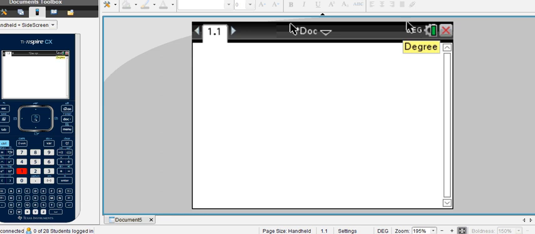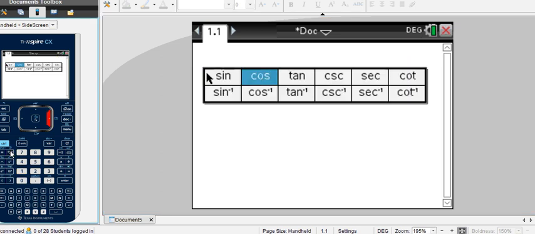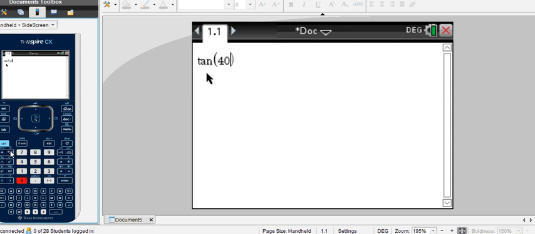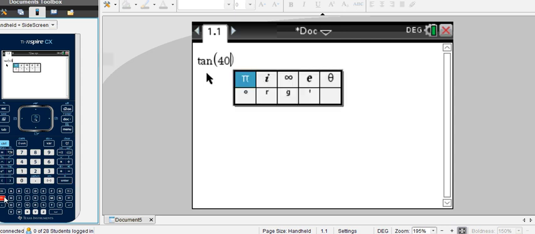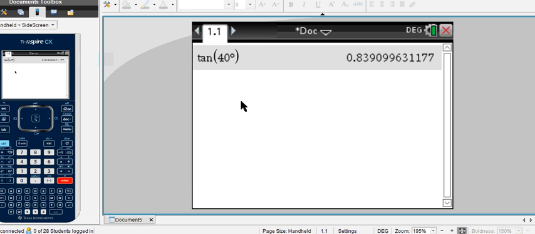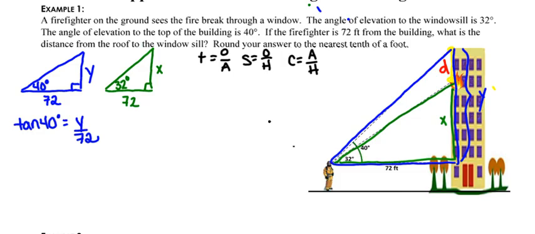And I wanted to find the tangent of 40 degrees. Remember that even though I'm going to work with all of these digits in my calculator, I'm only going to put the first 4 of them down on my page. So 0.8390.